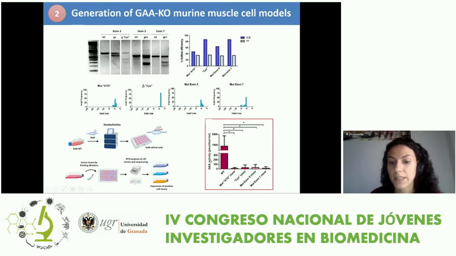Then, when we check the GAA activity and compare with the wild type, we see that there is a reduction. There is almost no activity in all the cases compared with the wild type. So we have generated the knockout models.